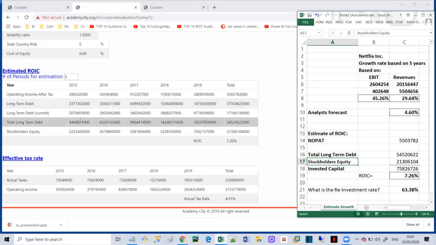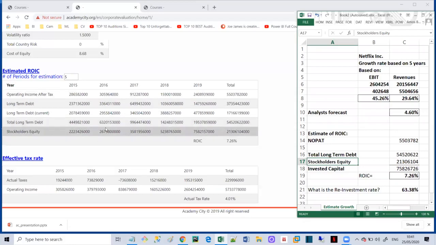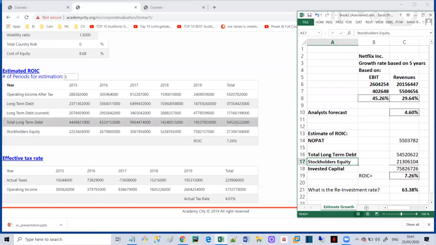I take all the long-term debt plus all the stockholders' equity. Those together, I add this one plus this one. That's the invested capital. And then this is net operating profit after adjusted taxes. That's the number: the income or the profit after taxes divided by the invested capital gives me 7.26 when I do it over 5 years.